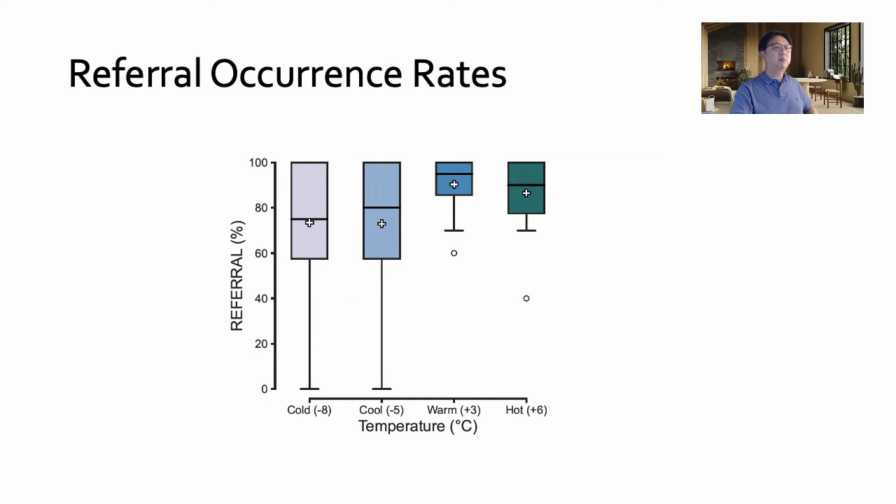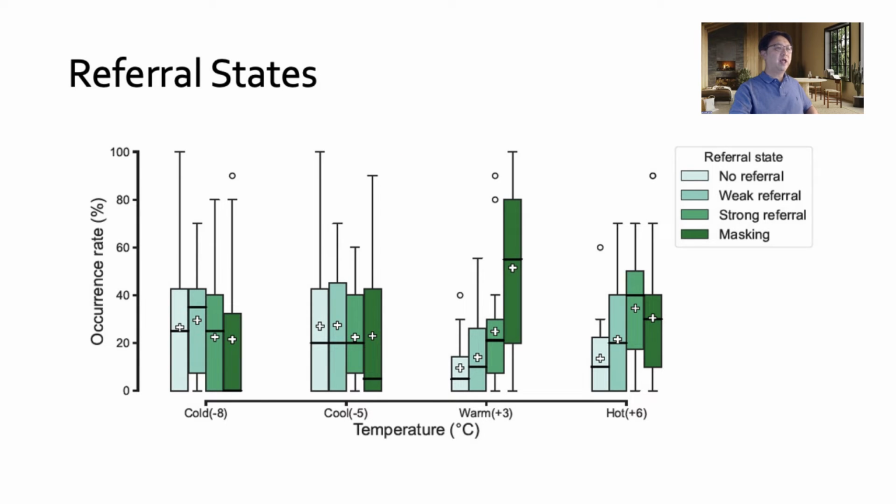We found that the thermal referral occurred at a very high rate at the warm temperature, followed by hot temperature. We also could see that referrals occurred in cool and cold temperatures as well. In terms of referral states, masking was the highest at warm temperatures, followed by strong, weak, and no referral states. In hot temperatures, strong referral showed the highest, followed by masking states. In cool and cold temperatures, all four states were similarly observed.